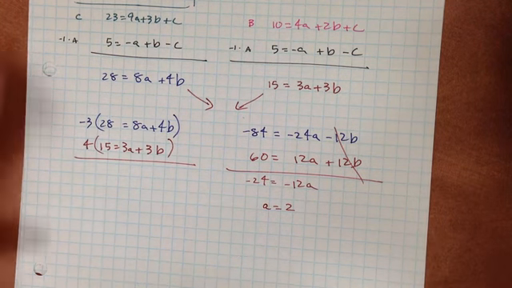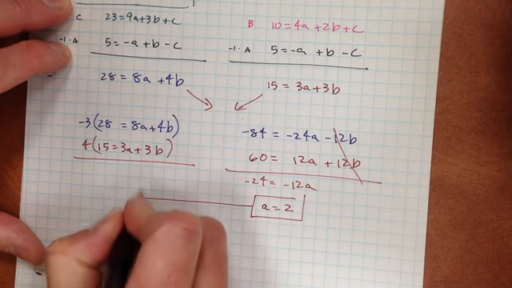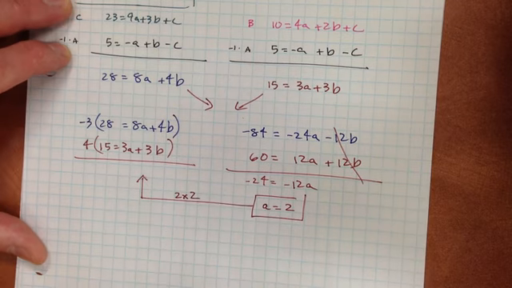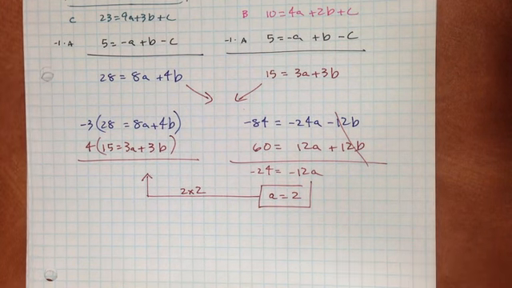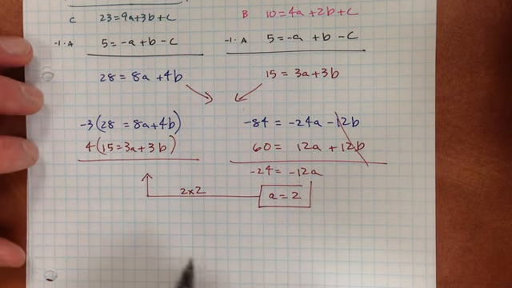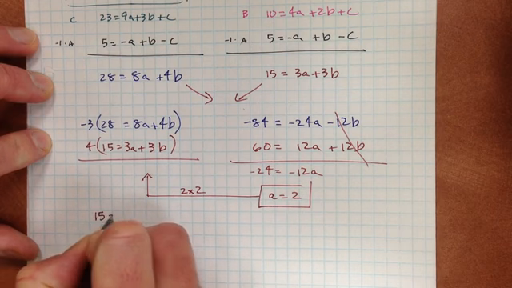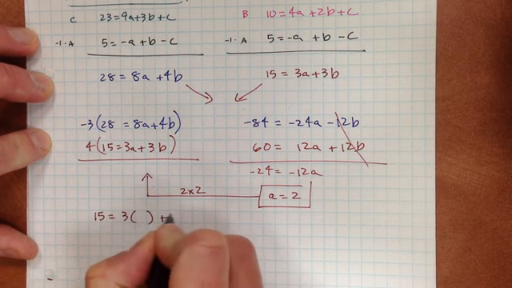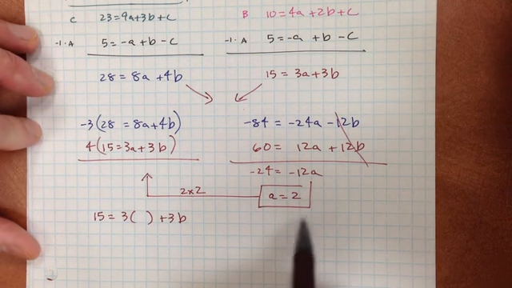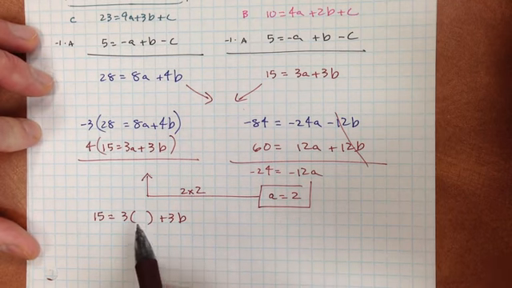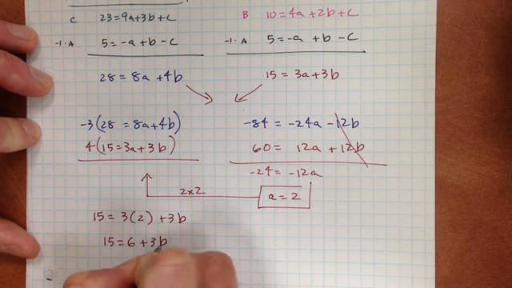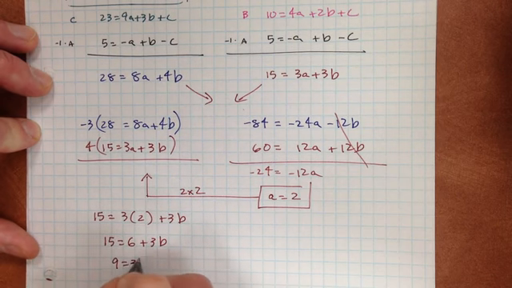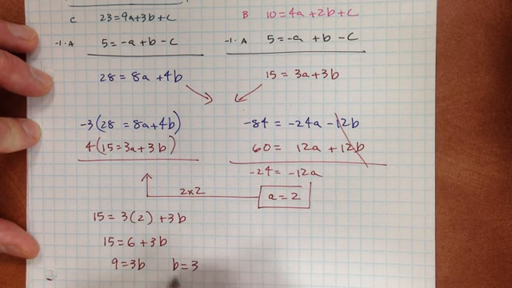Now we can take my a value of 2 and plug it into one of your 2x2 equations. The easiest one is probably the one with the smallest numbers, but either one of those two equations works. I will choose the maroon because I have that color out for you. So 15 equals 3a plus 3b, and my a value is 2, so a can get substituted in as 2. 15 equals 6 plus 3b. Subtract that 6 over, 9 equals 3b, so b equals 3.